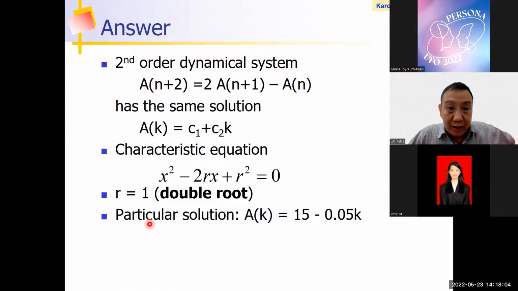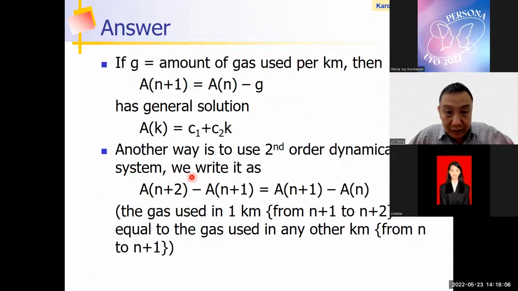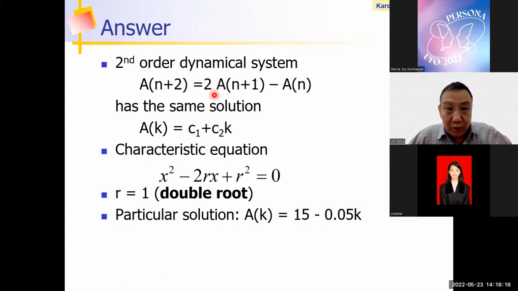With that, we can solve. If you put it together, this is a_{n+1}. You put it on the right side and it becomes 2, the negative becomes positive, so 2a_{n+1} minus a_n. You see this? The solution is a double root, which is r equal to 1. In that case, you get exactly the same particular solution.